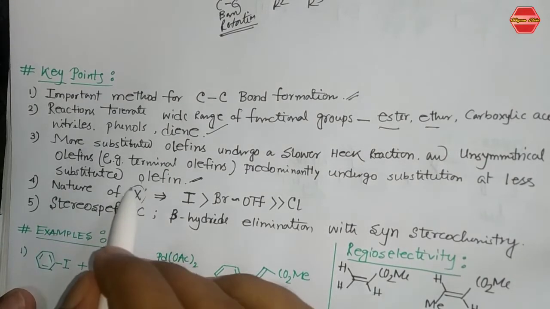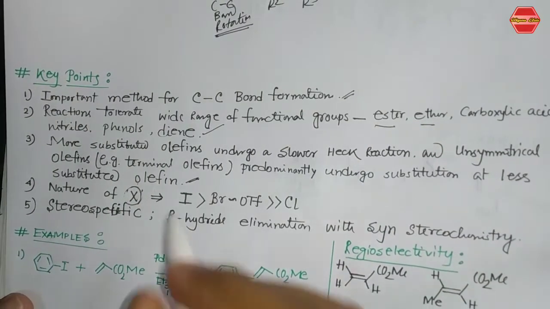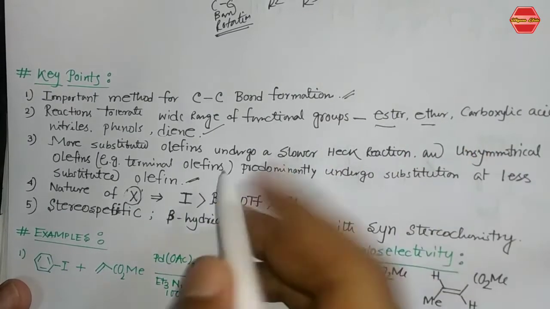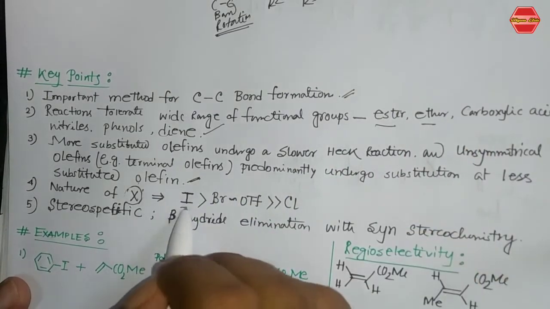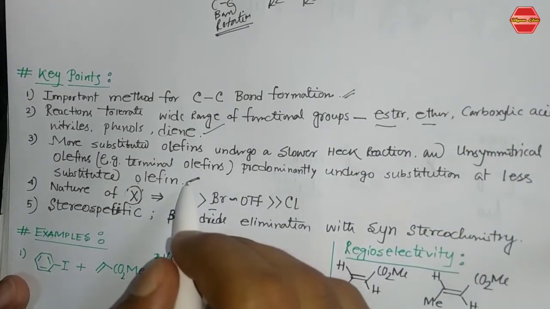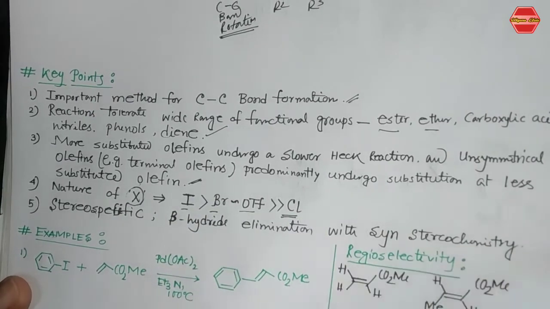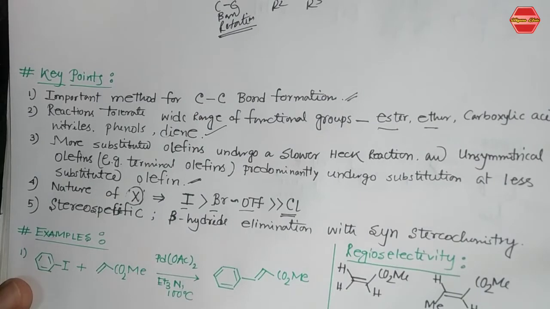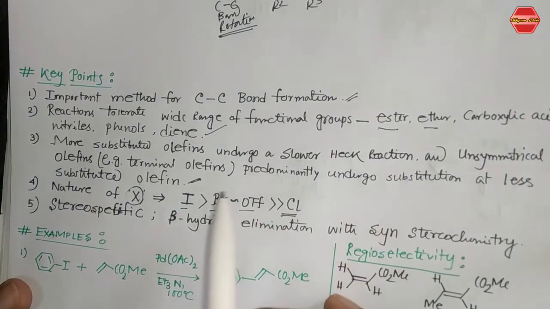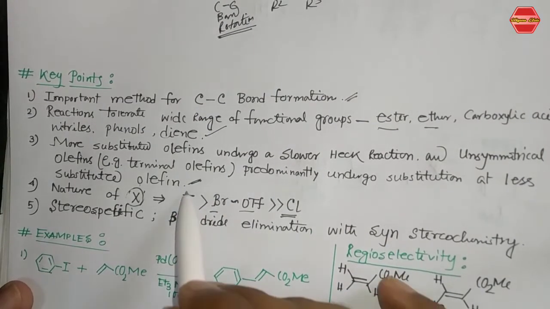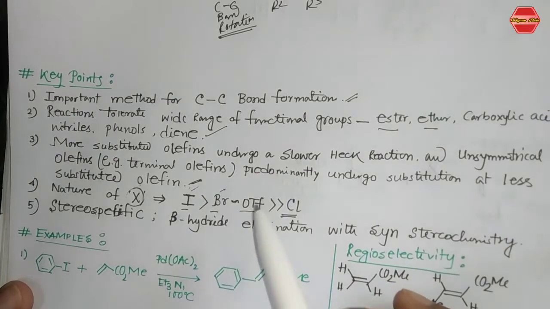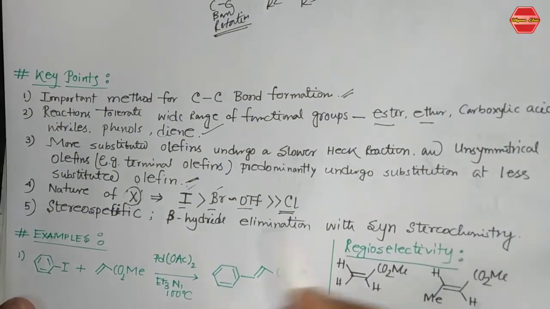And the next point is the nature of the X. Now this is a quite important concept that you should know: if you have a compound that contains iodine and bromine, the iodine will react faster compared to bromine, then OTf and Cl are comparatively less reactive. So that is why Cl is not used in some cases. Basically they use iodide or bromide types of complexes.